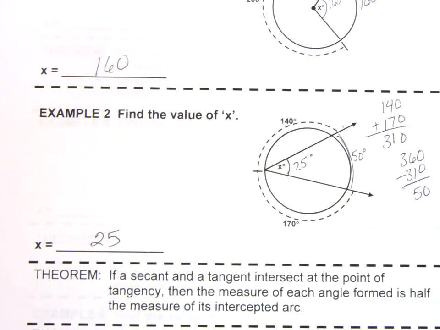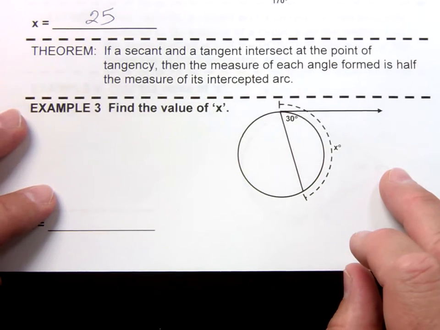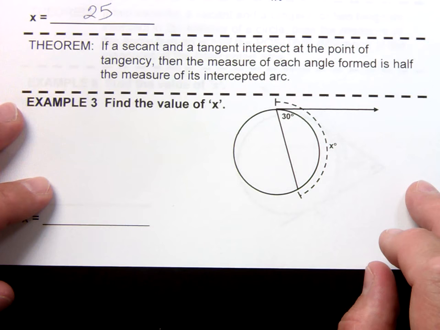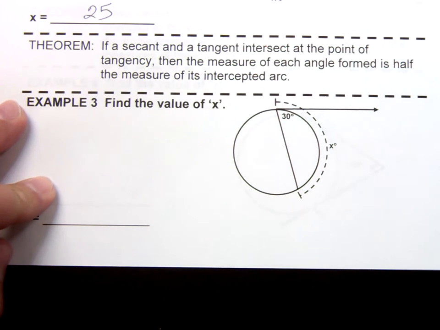Alright, so those are the two quick review problems. Let's get into the new information. We're doing angles formed by secants and tangents. So here's our first theorem. If a secant and a tangent intersect at the point of tangency, then the measure of each angle formed is half the measure of its intercepted arc.